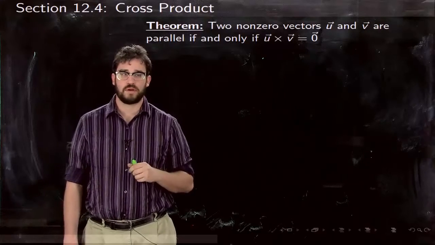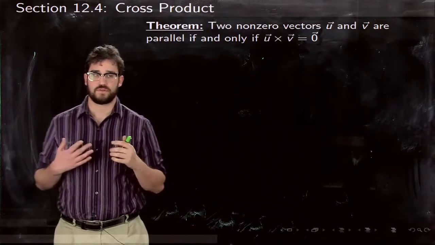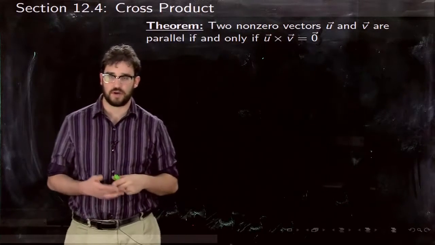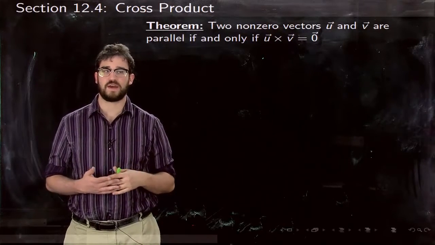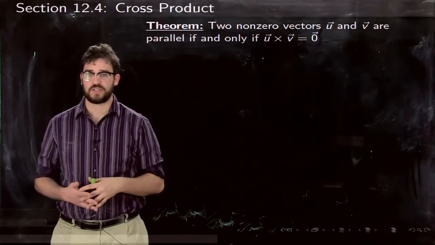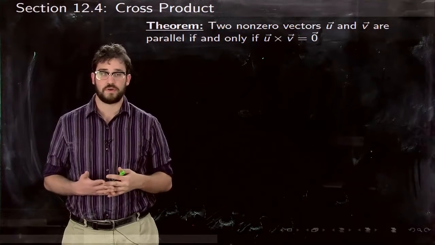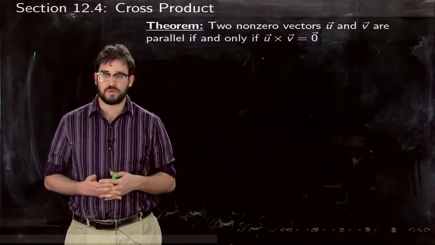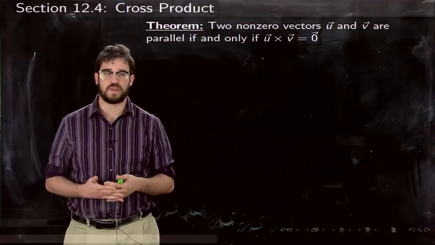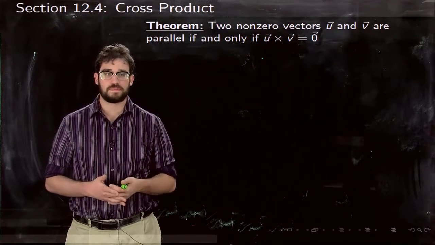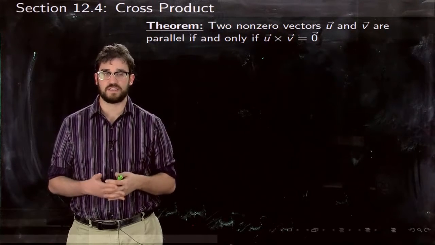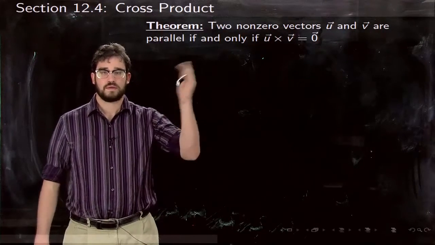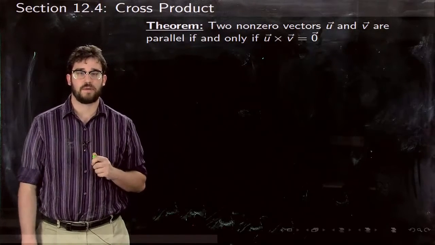Now, before, in order to check whether two non-zero vectors are parallel, we needed to find a constant c such that the vector u is equal to a constant times the vector v. Well, the cross product also gives us an easier way to do that. So we have this theorem.